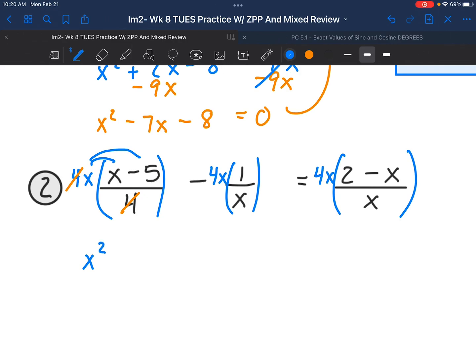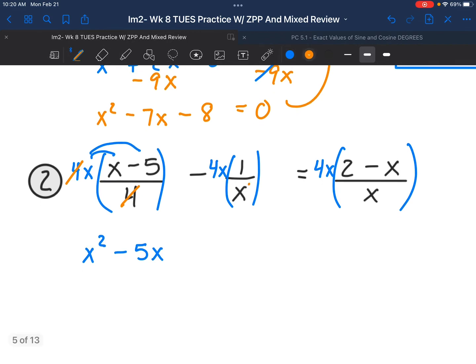X times x is x squared minus 5x. The second term, the x will cancel, leaving me with minus 4 equals. Over here, the x cancels with the x, so I'm left with that 4 to distribute. So I'm going to have 4 times 2, which is 8, minus 4x.